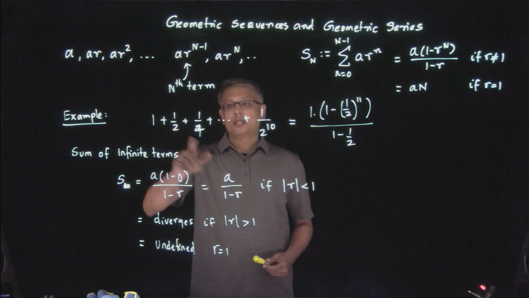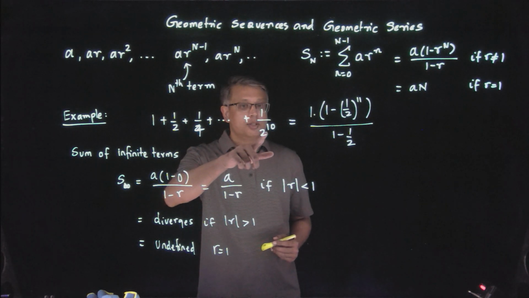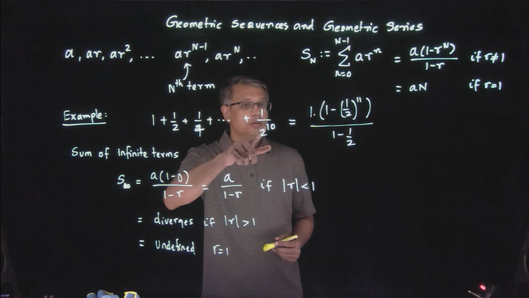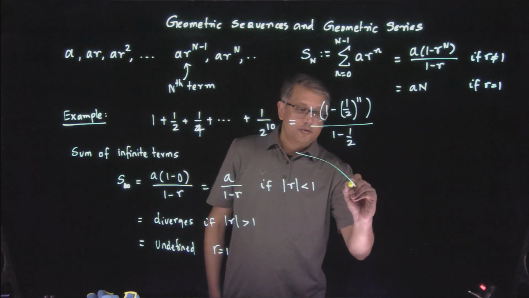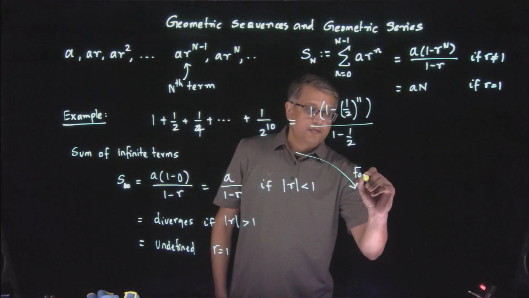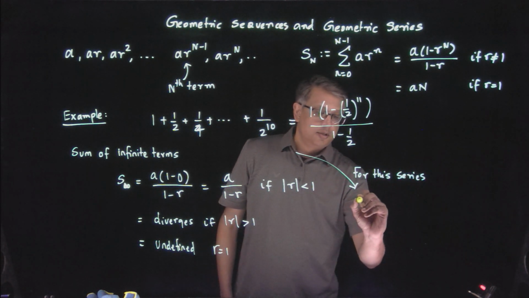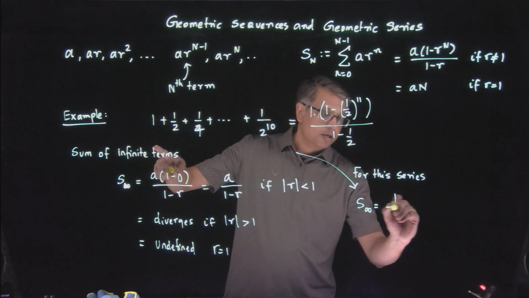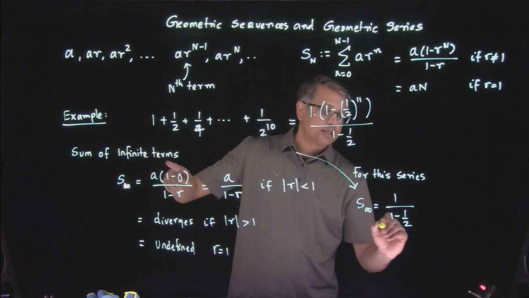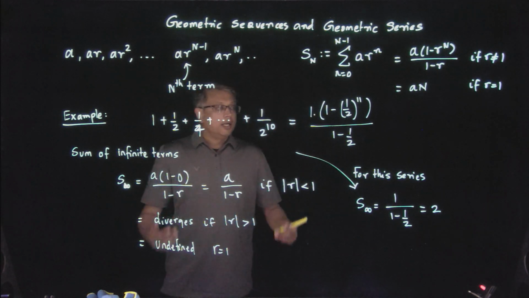So to work out an example, if you take infinitely many terms of this geometric series, so instead of stopping at 1 over 2 to the 10, if we kept on going like this, then for this series S infinity will be a, which is 1, divided by 1 minus r, which gives you 2. And indeed, that's easy to verify.